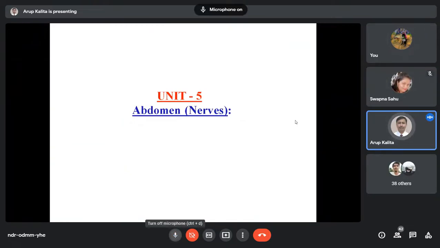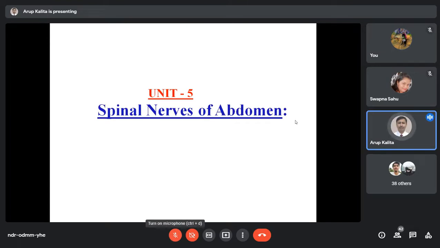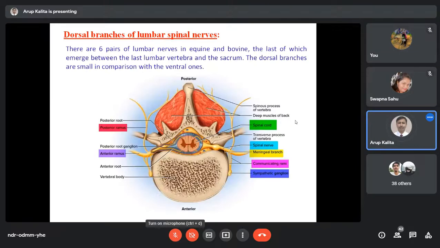Abdomen nerves. So spinal nerves of the abdomen. Abdomen arteries, nerves and fetal circulation are finished. Now we have to see what are the nerves present in the abdomen. Already I told you this thing, but again I want to repeat this class.